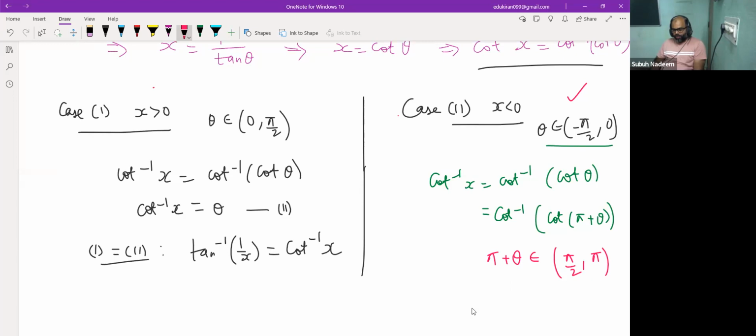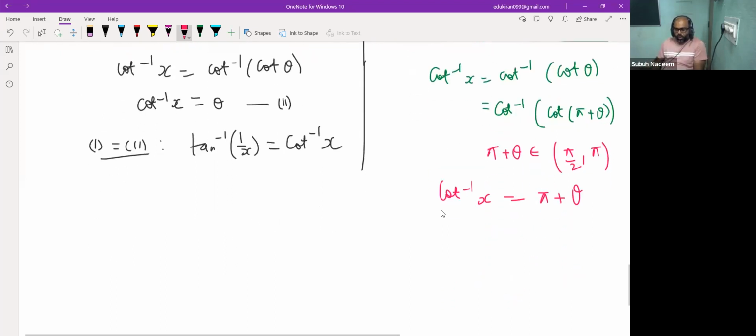So cot inverse of x is equal to, now this is the principal value of cot. It is pi by 2 to pi, which is the principal value of cot, because 0 to pi is the principal value of cot. It is a part of it. Now cot inverse and cot will cancel and it will become pi plus theta. So you will say now cot inverse x is equal to pi plus, and what was theta? Tan inverse 1 by x. So it is tan inverse of 1 by x.